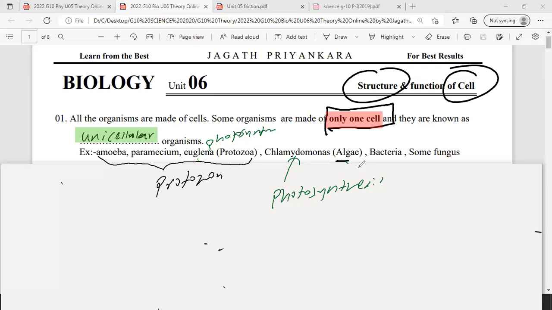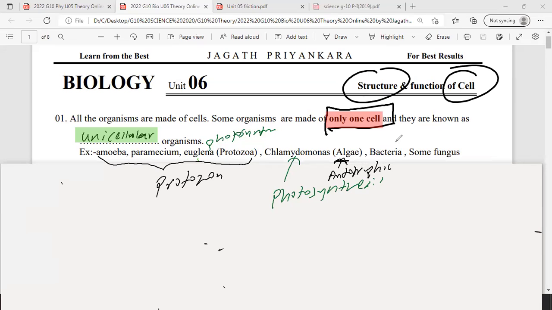Actually, more than 70% of the earth is covered by water, which means there are many aquatic organisms. Algae are photosynthetic, which means chlorophyll is present, so they are autotrophic.